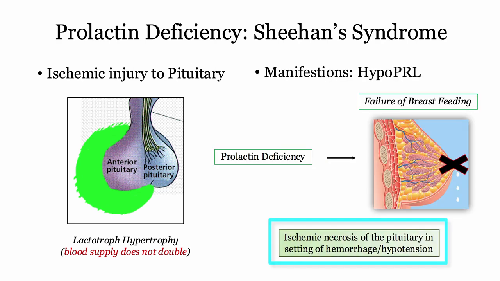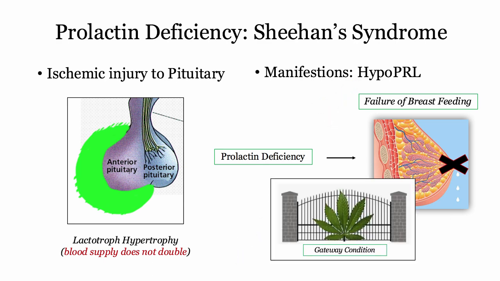And here is the classic scenario. A woman develops hemorrhage or hypotension in the peripartum period. This is the language of ischemic necrosis of the pituitary. In this instance, the clinical manifestation of pituitary injury will be represented by the failure of lactation. These two together, hemorrhage followed by failure to lactate, is the language of Sheehan syndrome.